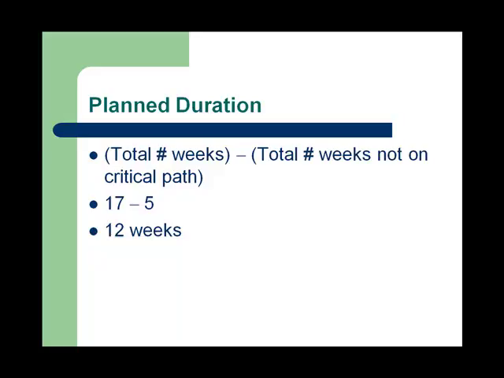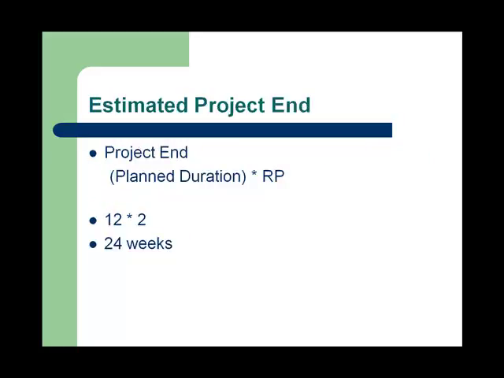Estimated project end. This brings us to the estimated project end. Here we multiply the planned duration of 12 by the performance rate of 2, which gives us the estimated project end of 24 weeks.